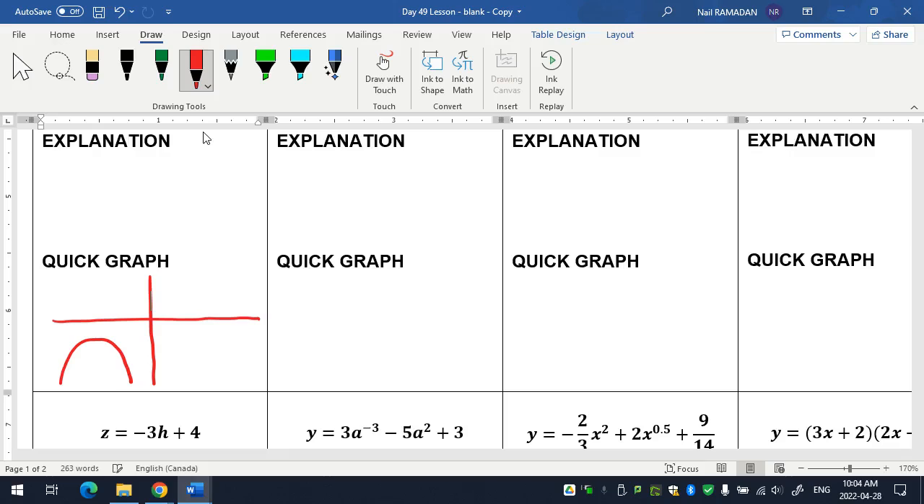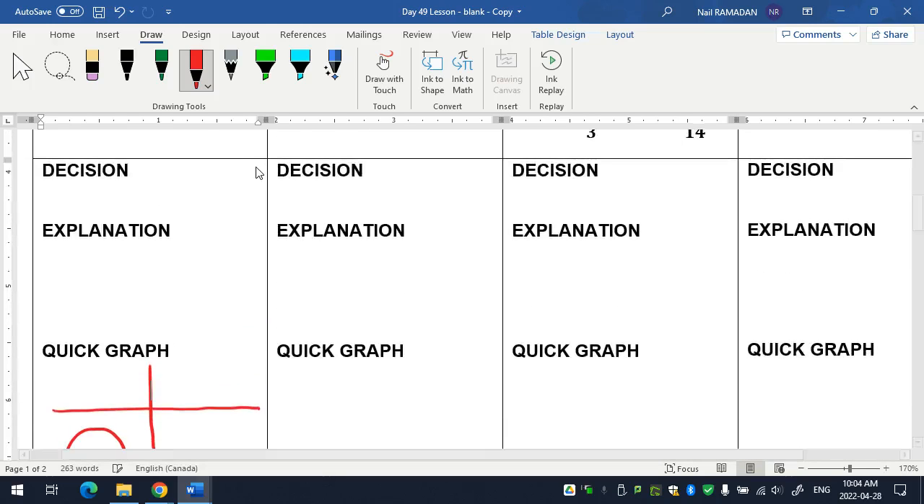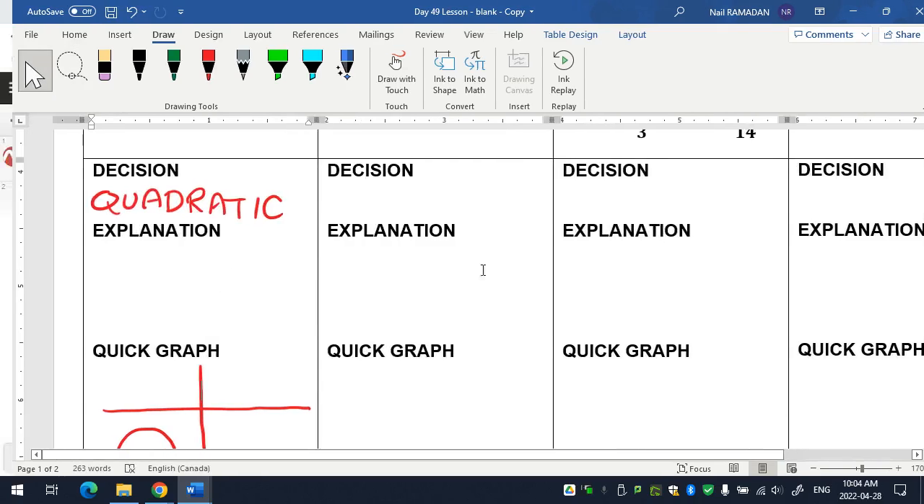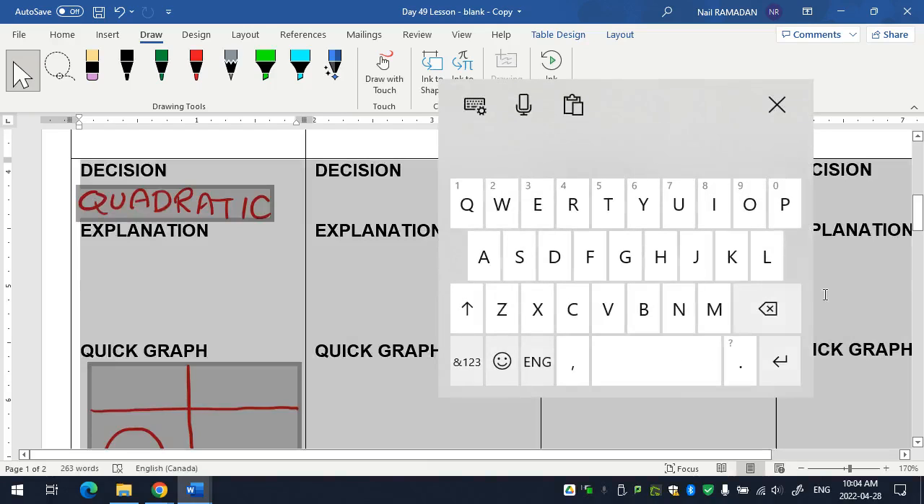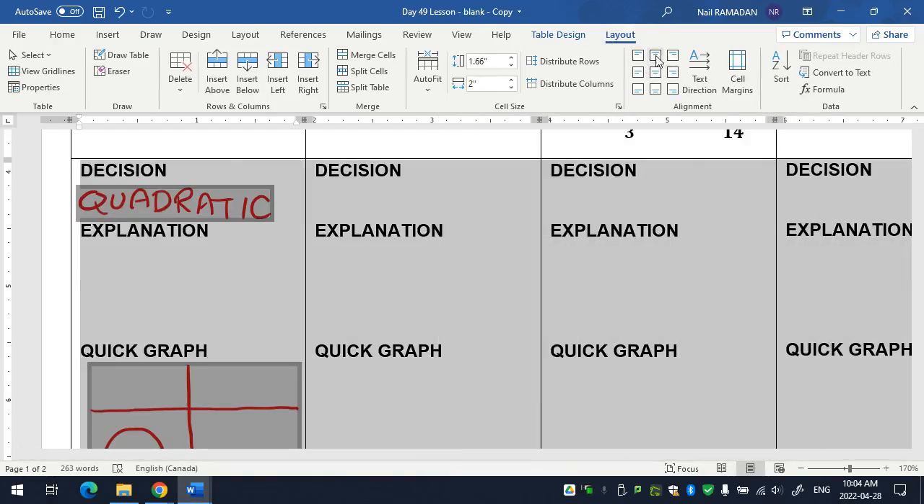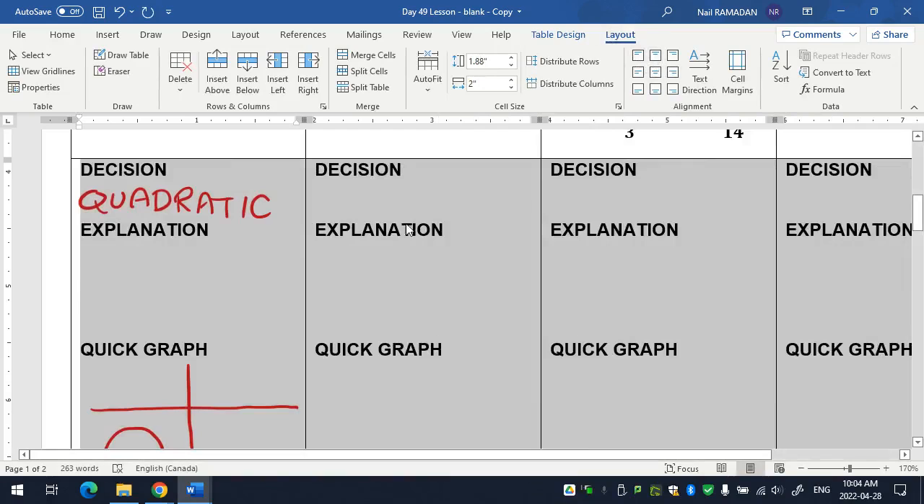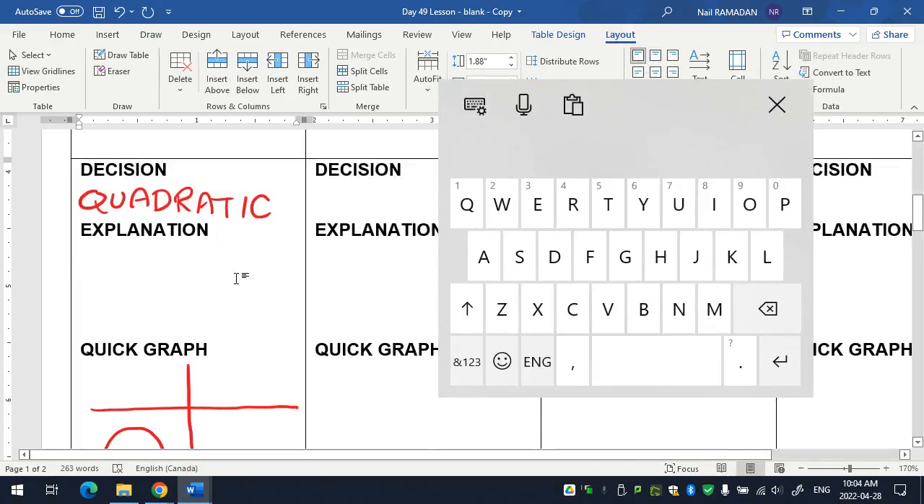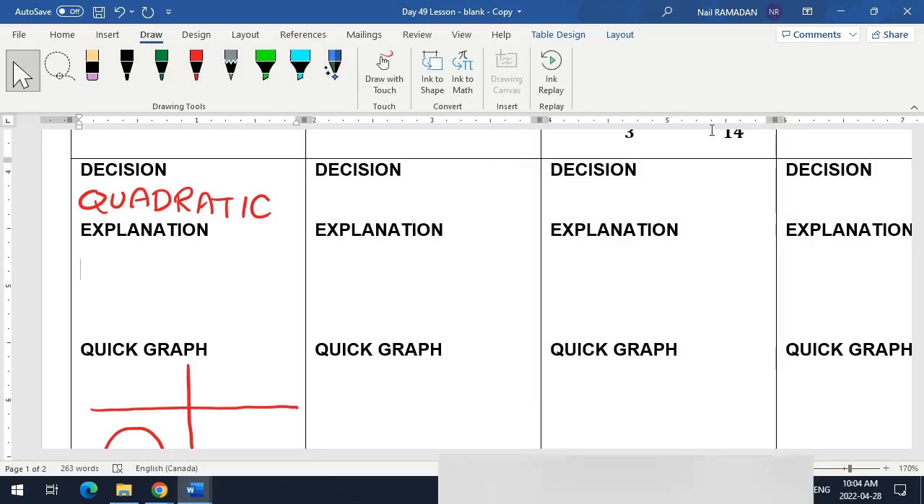Okay. So what was the decision? Quadratic or not quadratic? Yes. So the decision is quadratic. I think I might have to change the layout. Just a second. There we go. Yes, now we're good. What was the explanation? There's a power of 2. So everyone, explanation is there's a power of 2 there.